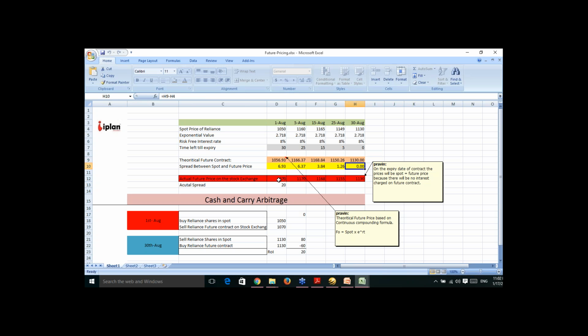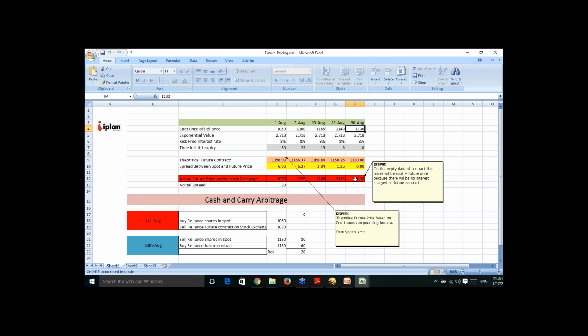Now, if I'm trading on the stock exchange and the current market price on 1st August I see is 1070. Now the spread, or the basis, between spot and the actual price of the future contract on the stock exchange is 20. When it is 20, the spread should be 6.93, which means it is overpriced. But it doesn't matter that it is overpriced on 1st of August. On the date of expiry, both should converge and have to be the same.